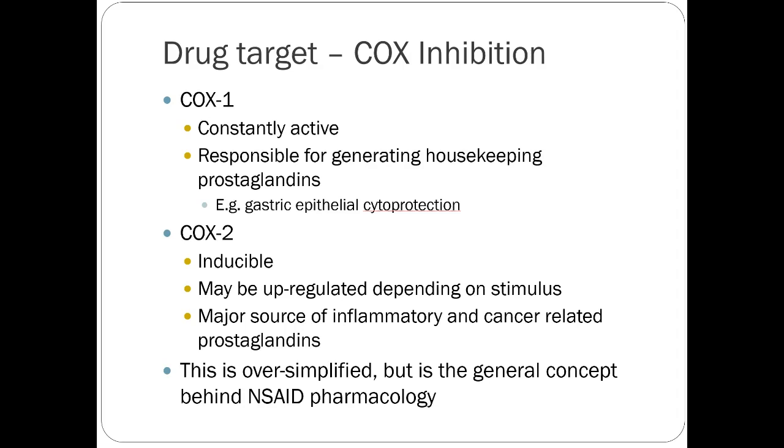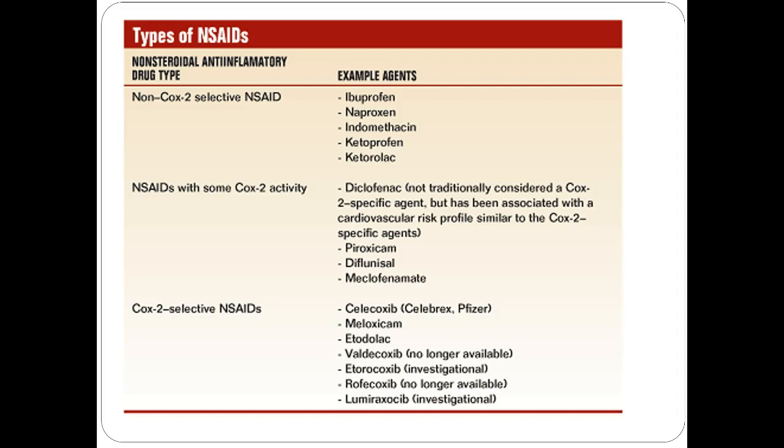COX-2 is our inducible one. It's upregulated depending on stimulus, and it's our major source of inflammation and also some cancer-related prostaglandins. It's a pretty oversimplified way to look at it, but it's the general concept behind the pharmacology of NSAIDs. The whole inflammatory process, as I dipped into a little bit last fall, is complicated, but I think that's pretty much, from my perspective, all I need you to know for this.